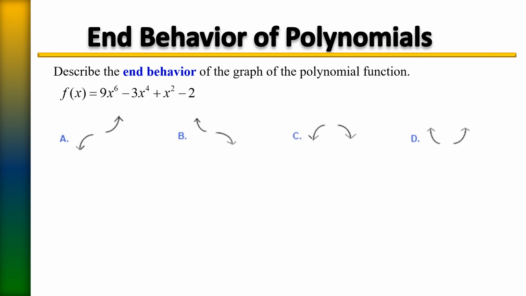Next, to determine whether it's going to face upward or downward, it is the coefficient of the leading term that will determine that, and since that number is positive, that means that it is going to open upward and be a rise, which is choice D. And there you have it, the end behavior of polynomials.